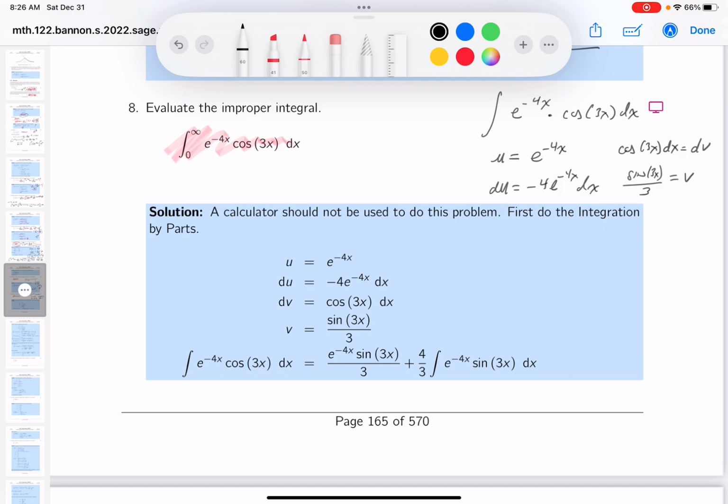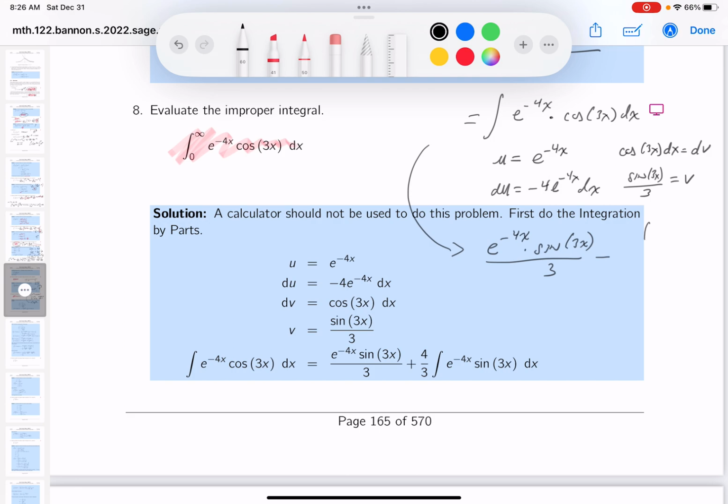Certainly someone says it's not an easy integration to do. I think it's doable, so let's put this down. And what do you get? I'm going to put this over here, doing some side work. It's going to be e to the minus 4x times sine of 3x over 3 minus, gotta be careful here, right?